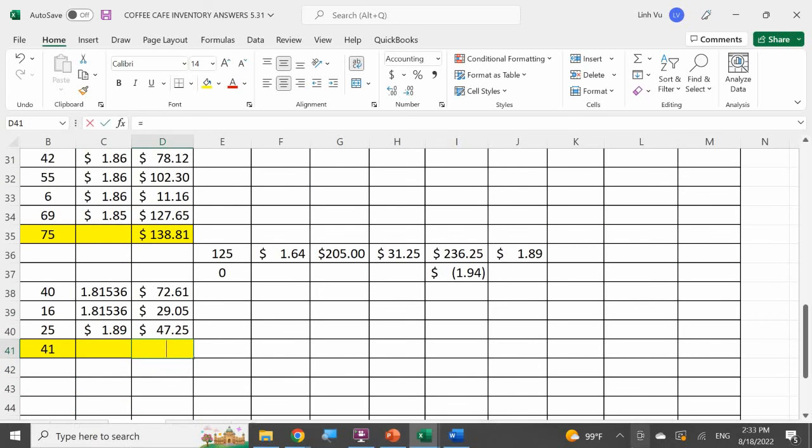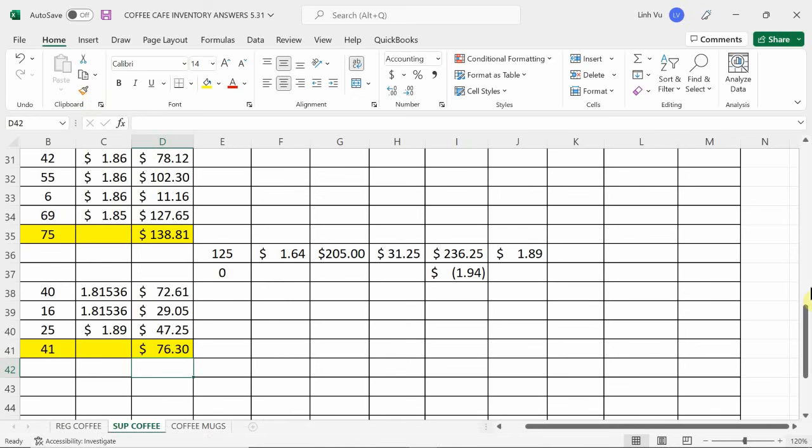$47.25. So let me add these up together because I've sold 41 pounds. So I get 76.30 for my grand total for using my Supreme coffee. So let me go update my inventory real quick. 47.25.